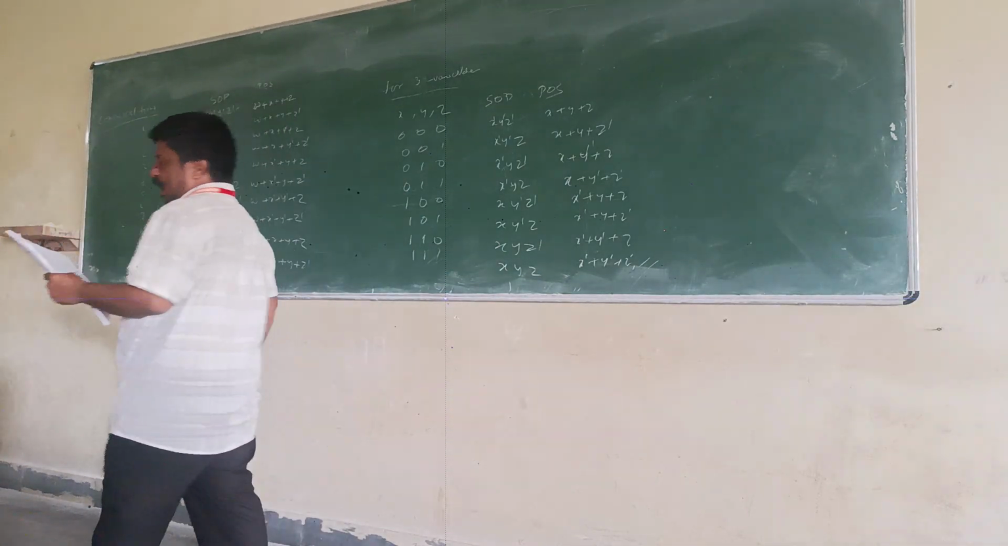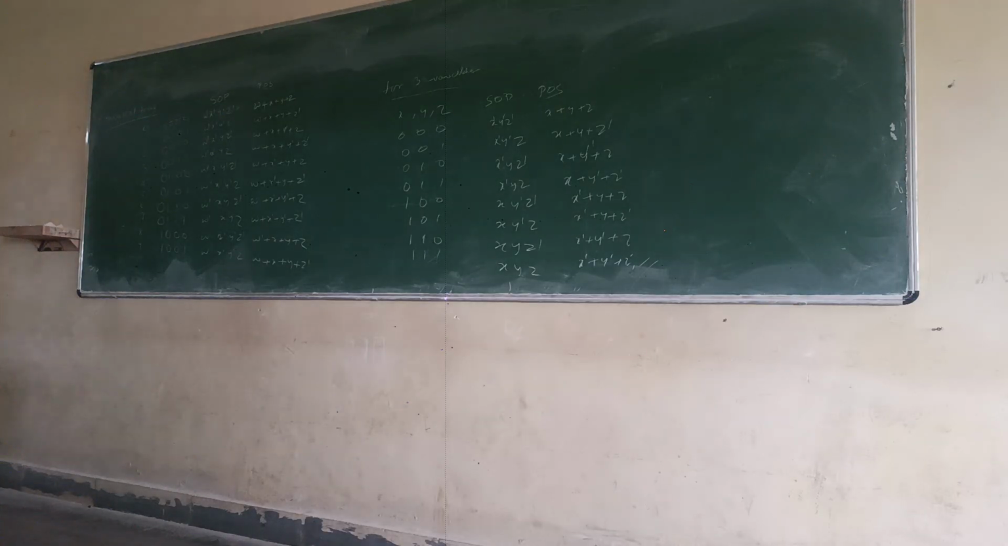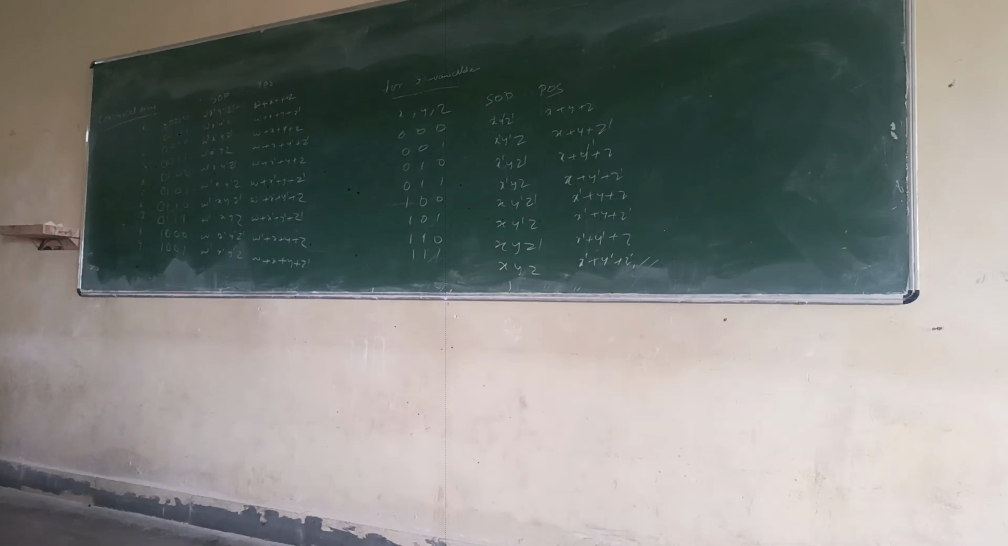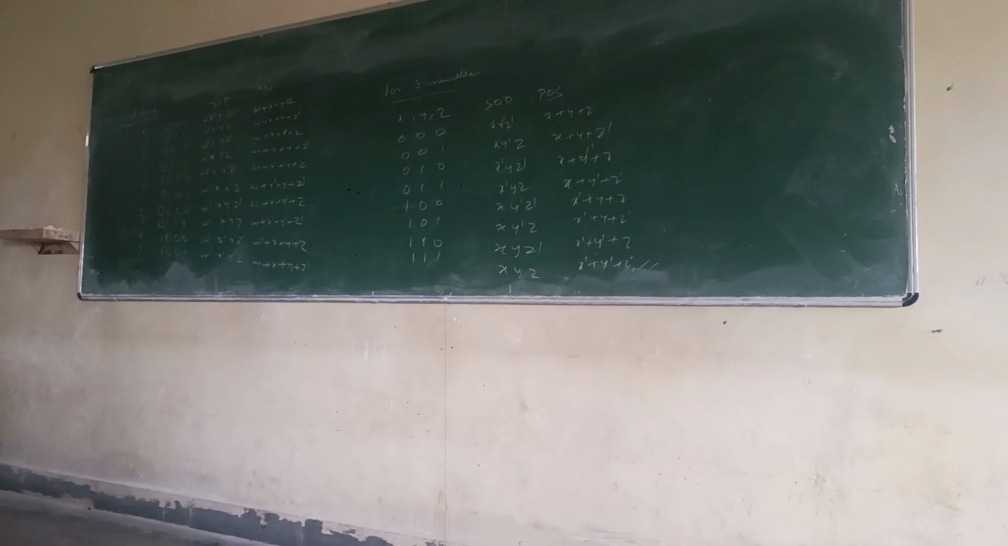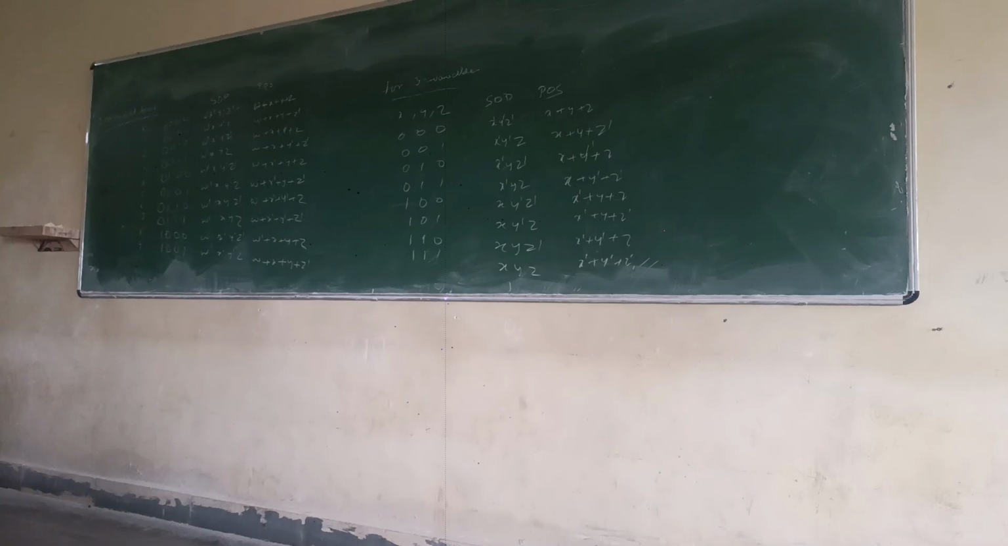Okay, write the canonical form for the given Boolean function with the two variables. Write the canonical forms for the given Boolean function with the 3 variables. Okay, sorry, 2 variables.